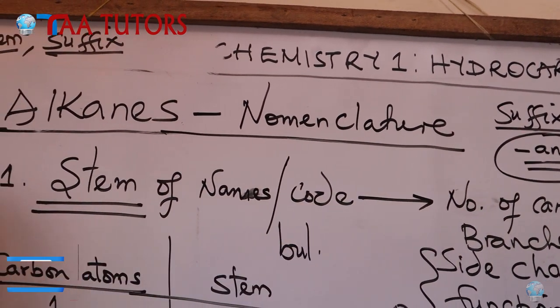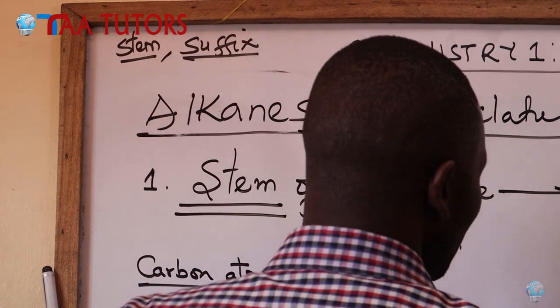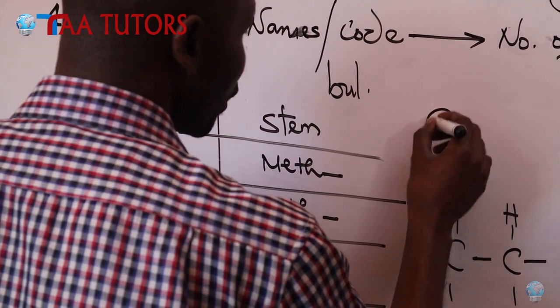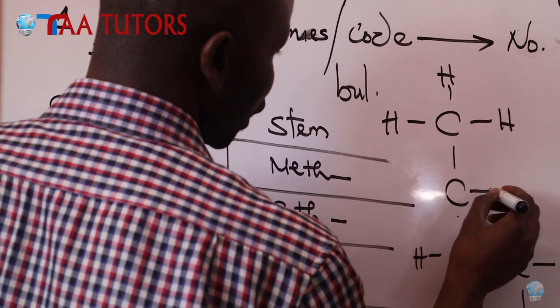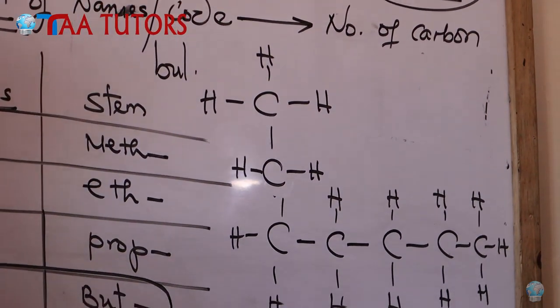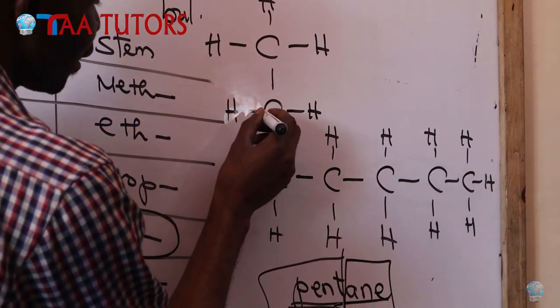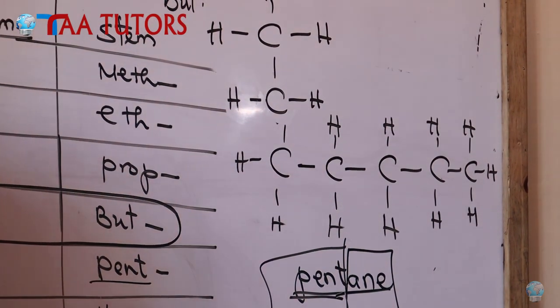But viewers, forgive me for not showing you this. What about if I have something like this? Before we move to the next part, if you have something like this, I've seen students getting confused for nothing. Some students will think that since this thing is bending, then it means that this one is now actually a branch. No, viewers. A chain.